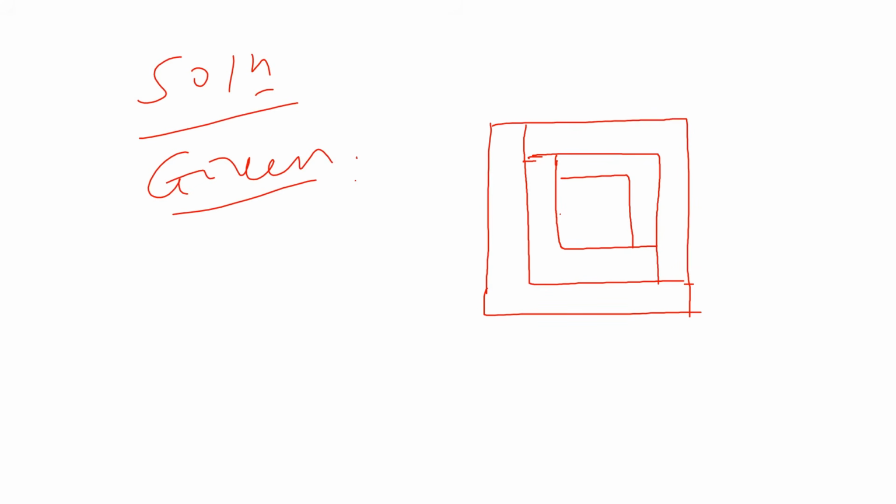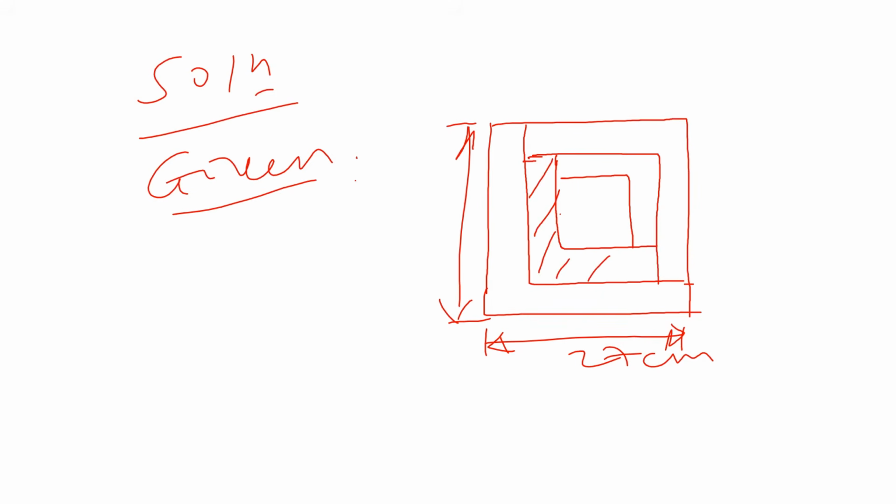The side length of the first square is given. That means from this up to this is given, and this is equal to this one. When we say square, that means all sides are equal. So this is 27 centimeters, and the ratio is also given, 2/3. Therefore, we are asked to calculate the area of this shaded part.